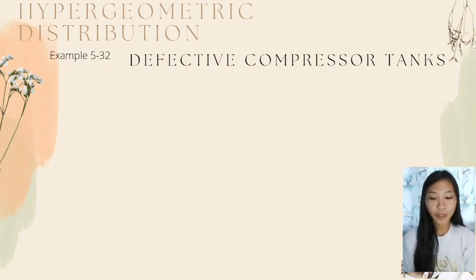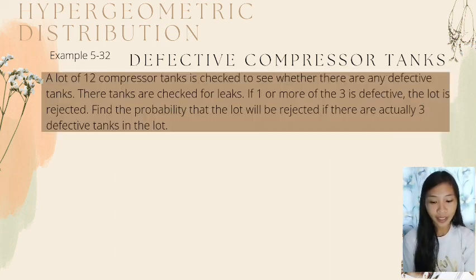A lot of 12 compressor tanks is checked to see whether there are any defective tanks. 3 tanks are checked for leaks. If 1 or more of the 3 is defective, the lot is rejected. Find the probability that the lot will be rejected if there are actually 3 defective tanks in the lot.